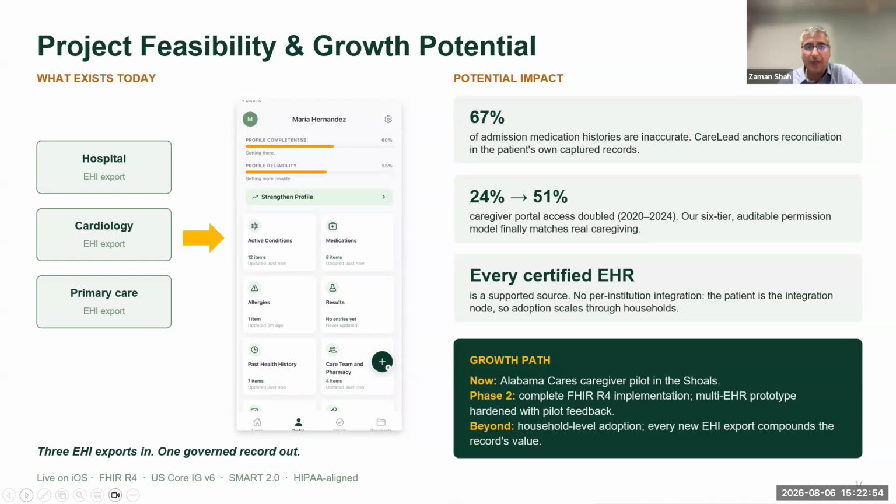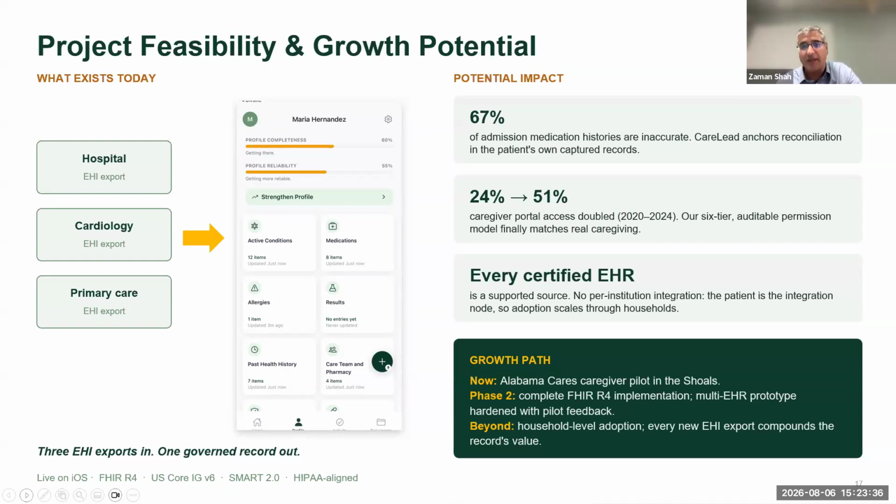And we are standards aligned, all mentioned there on the slide. But the most important thing is, what does it all mean? Why does it matter? The reason it matters so much is that the potential impact is incredible, and I as a physician see it every single day. For example, in this case over here, we see 68% of admissions have mistakes, medications that are supposed to be taken by the patients that they're not, and so forth. And so we allow that reconciliation to happen within the application itself.